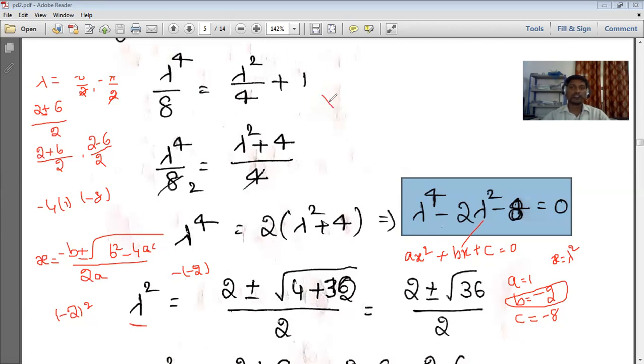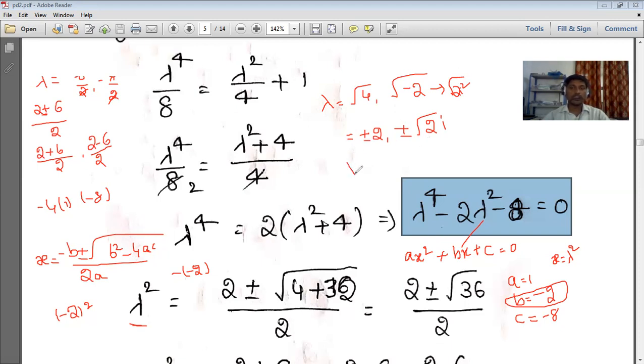So for that, lambda is equal to square root of 4 and square root of minus 2. Square root of 4 is plus or minus 2. And next, square root of minus 2. For the minus, we can write i square, so it is square root of 2 into i square. So we get plus or minus root 2 i. So these are the total 4 roots: plus or minus 2, plus or minus root 2i.